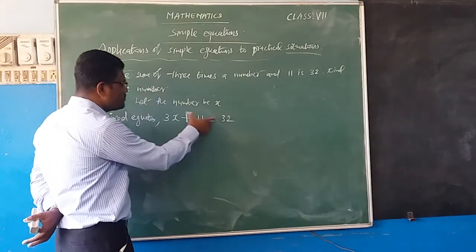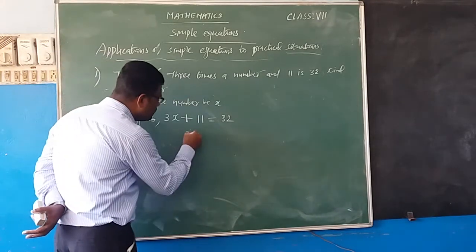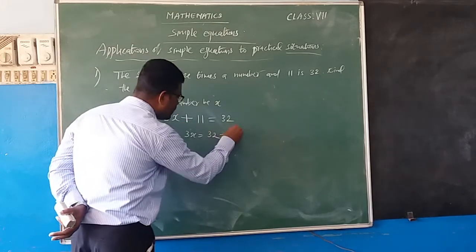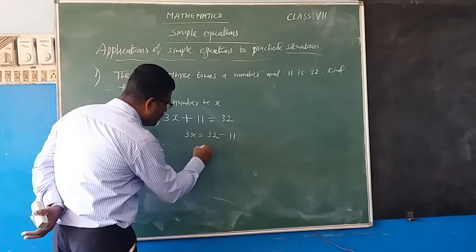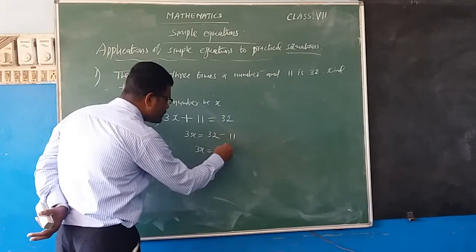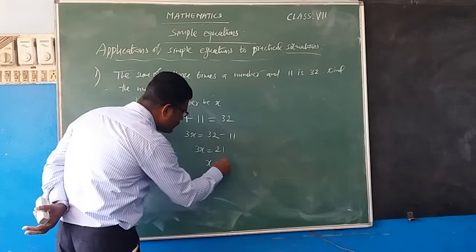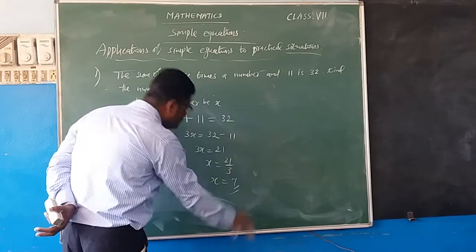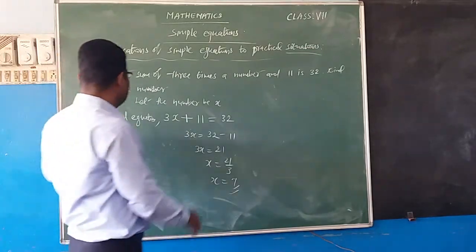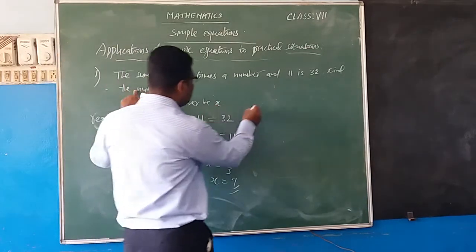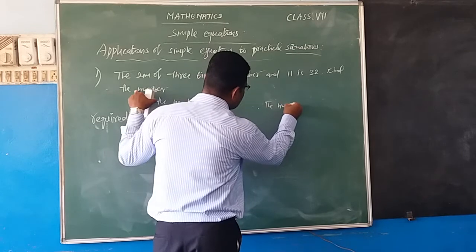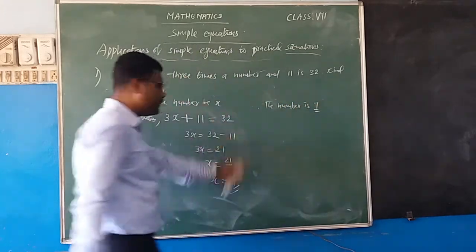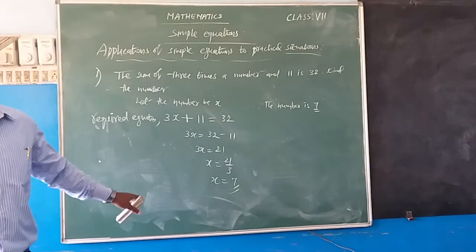Now, find the number means we need to solve. How to solve? 3x is equal to 32. When plus 11 goes there, it becomes minus 11. 3x is equal to 32 minus 11, which is 21. x is equal to 21 divided by 3. x is equal to 7. That is the answer. So what is x? What is the meaning of x? The number. Therefore the number is 7. You need to write this in the notes.